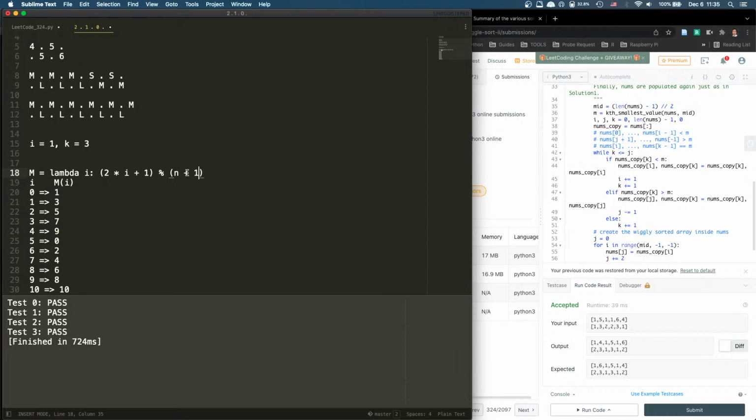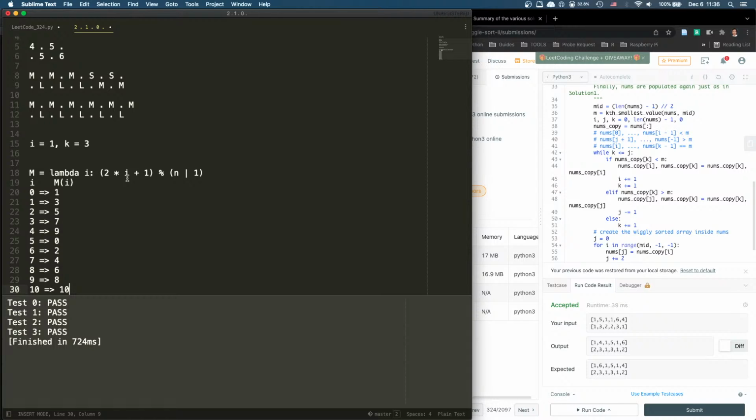Now, these all work, but how about this one? Original position is 10, right? And then we do 20. I mean, even these, 0, 2, does this one work? 2 times 9, 18, 19. 19 mod 11 is 8. Okay, so this is 21 mod 11. 21 mod 11, oh, it is 10. 21 mod 11 is 10.